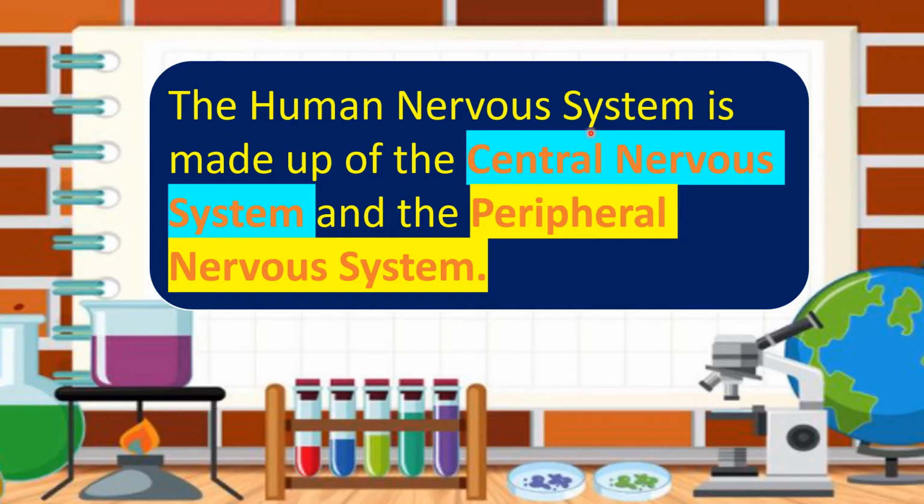So the human nervous system is made up of the central nervous system and the peripheral nervous system. These are the two divisions of the human nervous system. Sometimes we call it CNS, which stands for central nervous system, and the other one is PNS, which stands for peripheral nervous system.